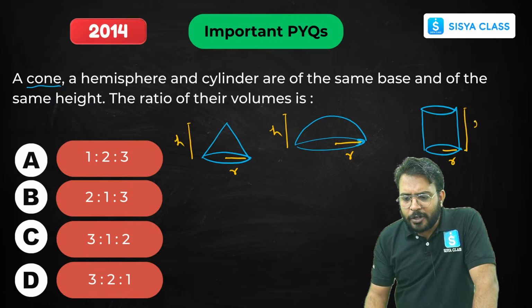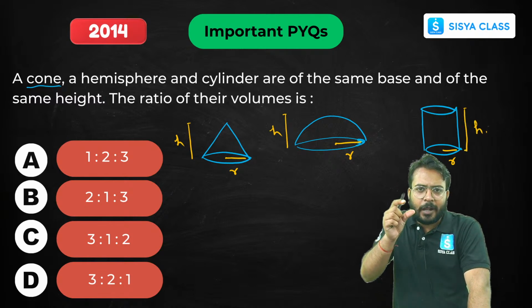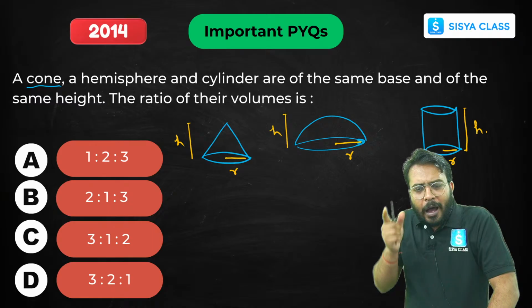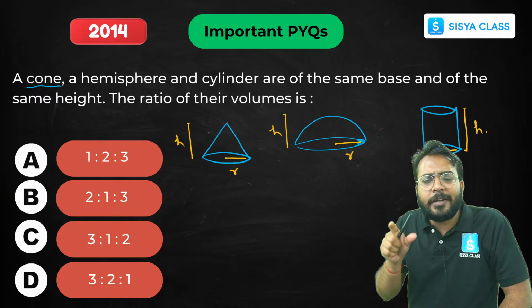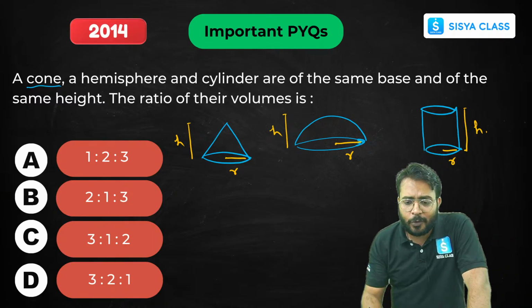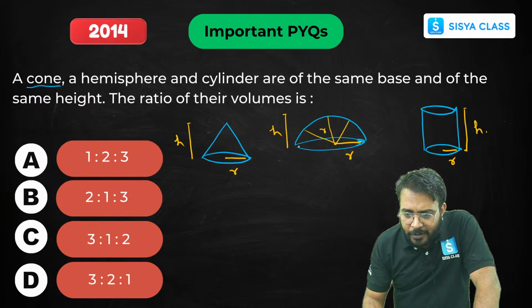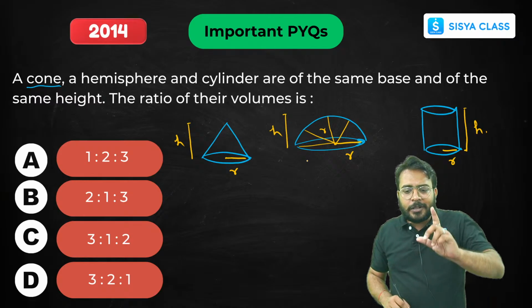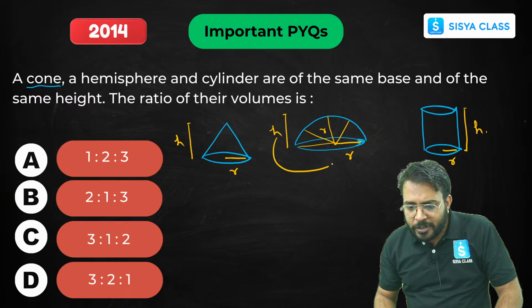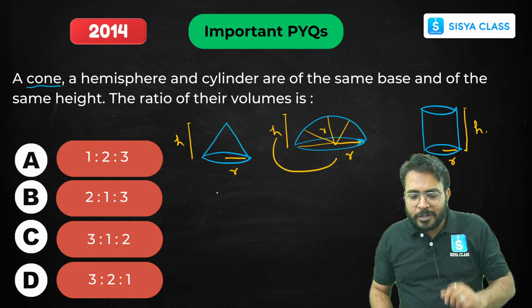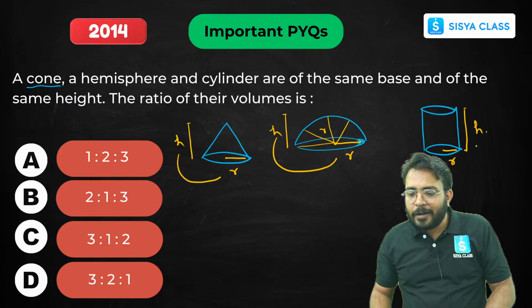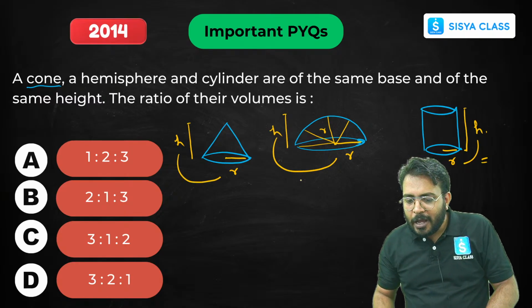But you know one thing. In a sphere, the height and the radius are going to be the same. Yes or no? This is also the radius, this is also my radius, and this is also my radius. That means here r and h have to be the same. If r and h have to be the same, that means here also r and h are the same, and here also r and h are the same.